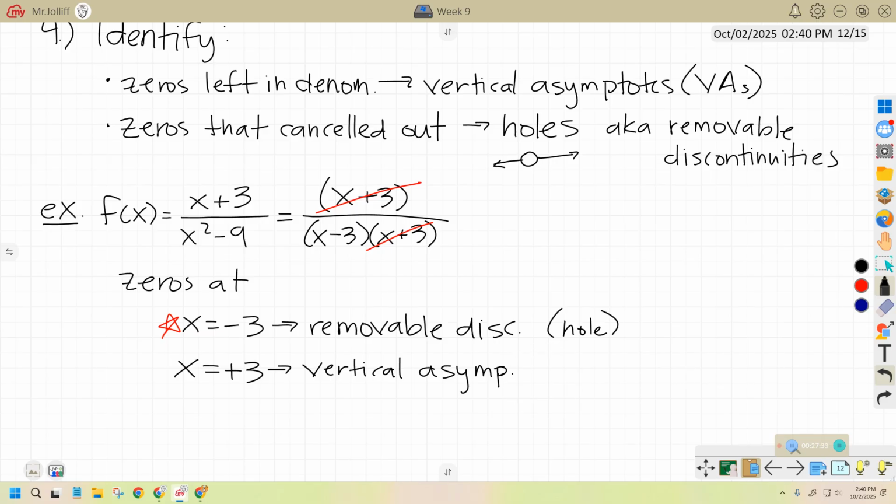We can check this with our graphing calculator. I would like everyone to get out their big fancy graphing calculator.